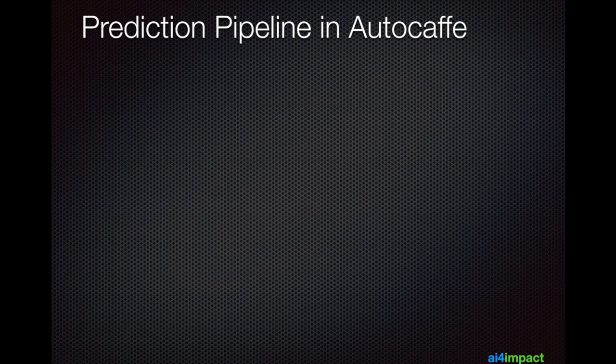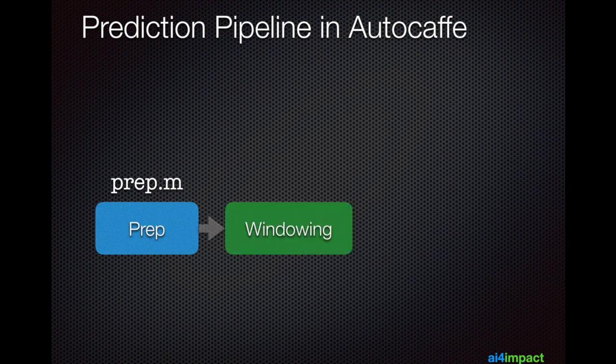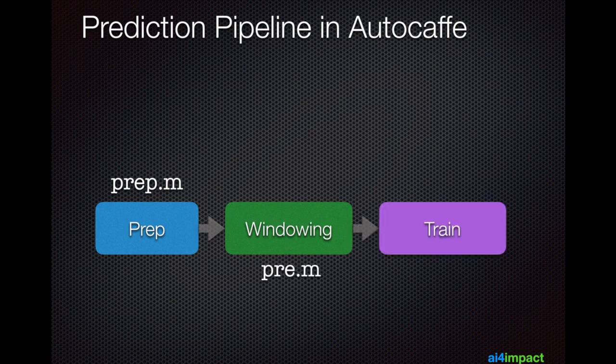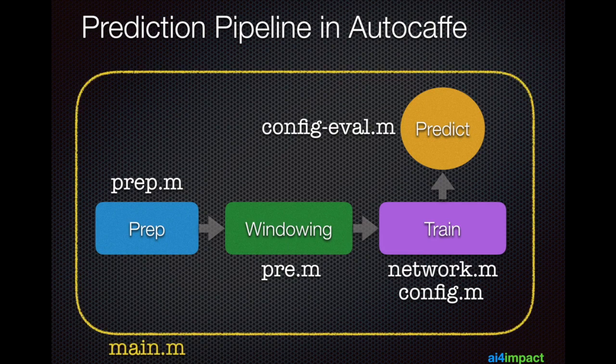The prediction pipeline in AutoCAD has a few stages. In the first stage, we prepare the data using prep.m, and this gives us our raw data files, train and test CSV. These data files are then windowed using pre.m, and the windowed files are sent to your network for training. Two files define the network, network.m and config.m. And finally, your network is run on a prediction of some kind. The prediction pipeline itself is orchestrated by main.m.